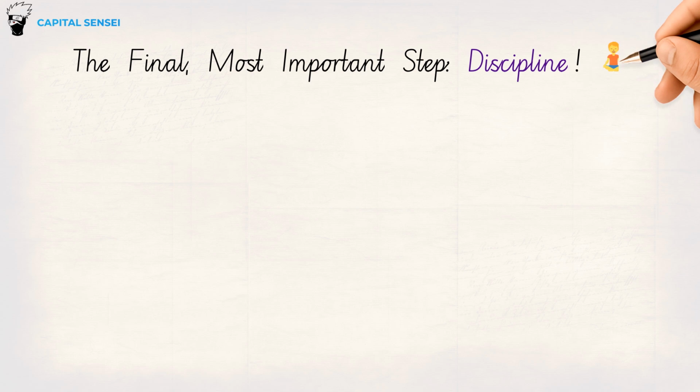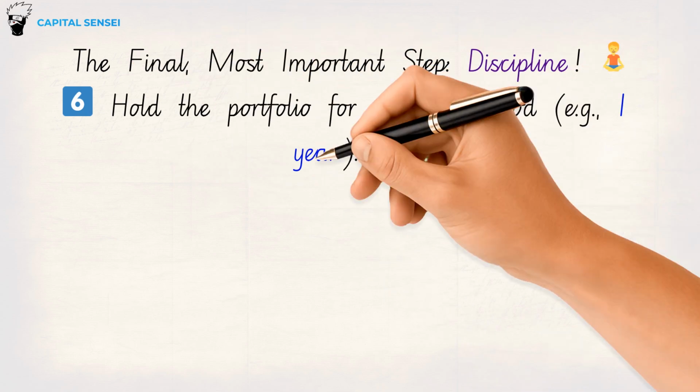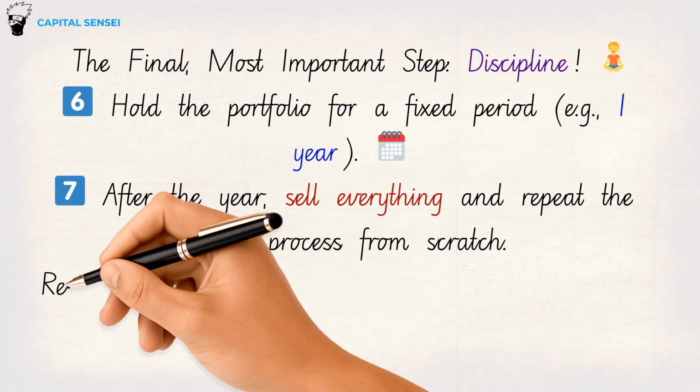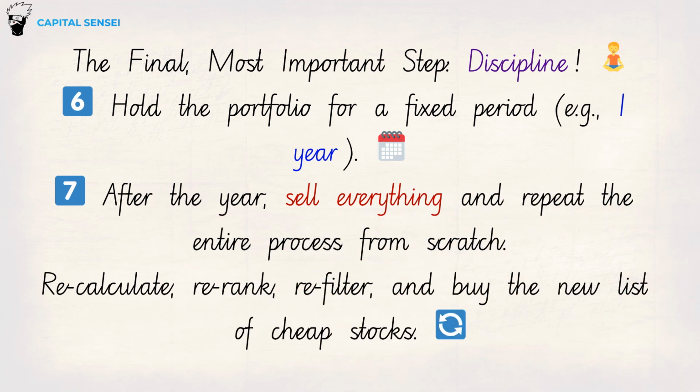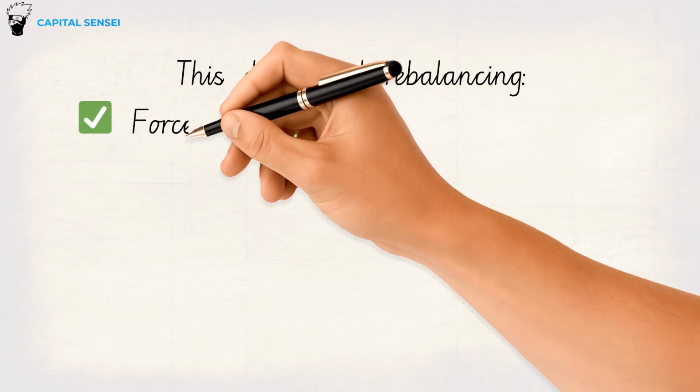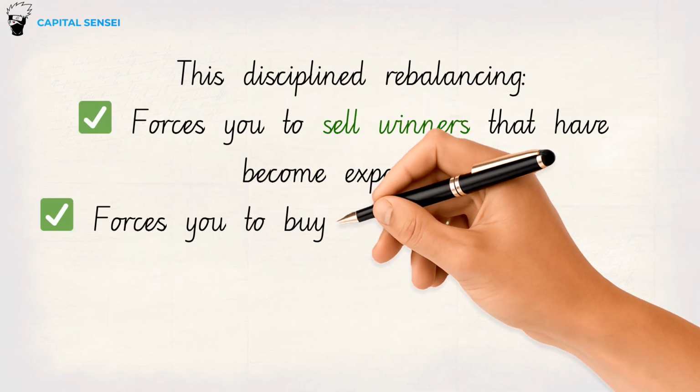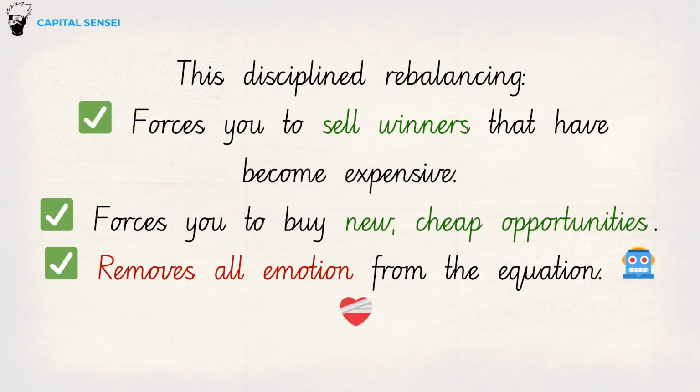And the final, most important step is discipline. You hold this basket of stocks for a fixed period, typically 1 year. After that year is up, you sell everything, and you repeat the entire process from scratch. You recalculate the Acquirer's Multiple for the whole market. You re-rank, you refilter for quality, and you buy the new list of the top 20 or 30 cheapest stocks. This disciplined rebalancing forces you to sell your winners that have become more expensive and replace them with new, cheap opportunities. It removes all emotion from the equation.